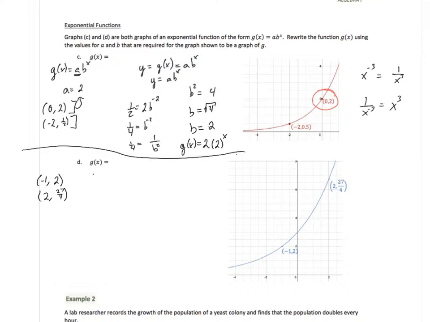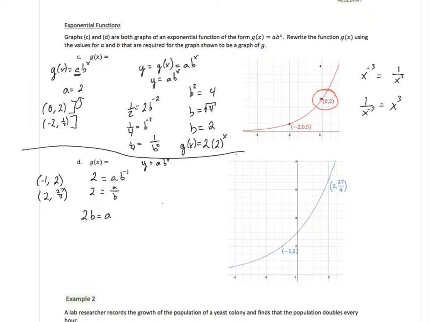I have 2. Remember, this is always y equals a b to the x. So 2, my y value, equals a b to the x, negative 1. Well, that's the same thing as 2 equals a over b. Remember, I can move that b below the denominator line. And then 2b equals a. Now I have a by itself, and this allows me to plug it into another equation.